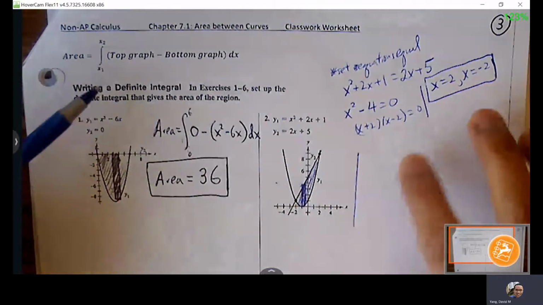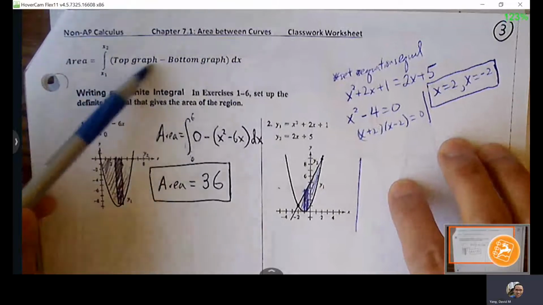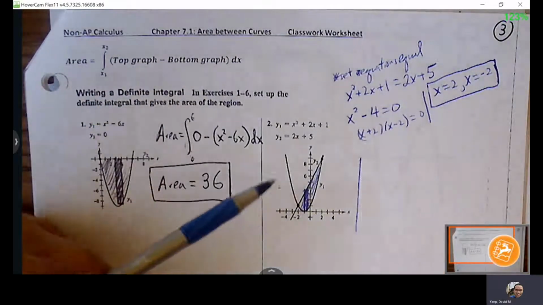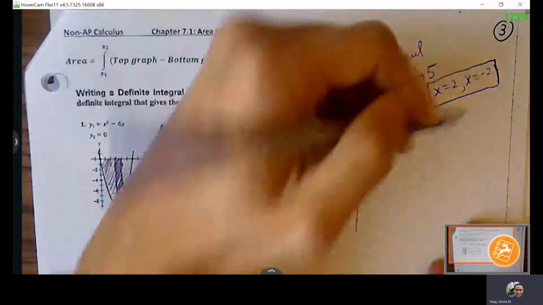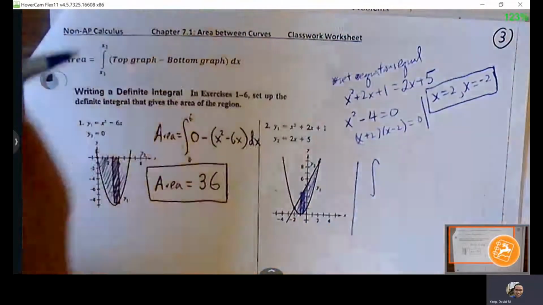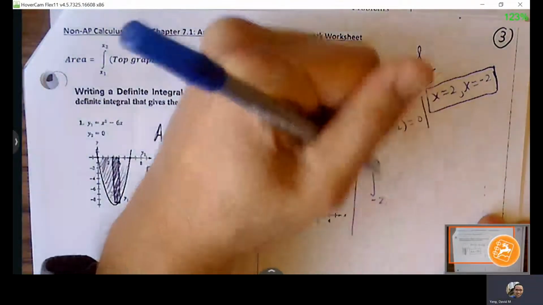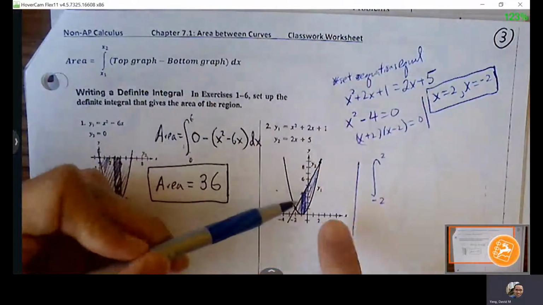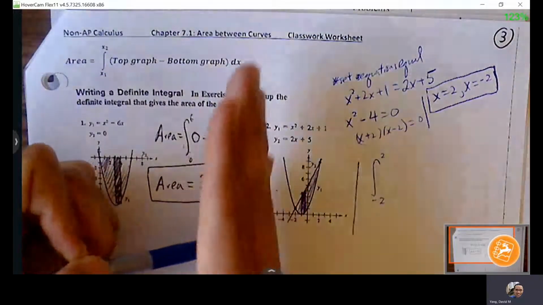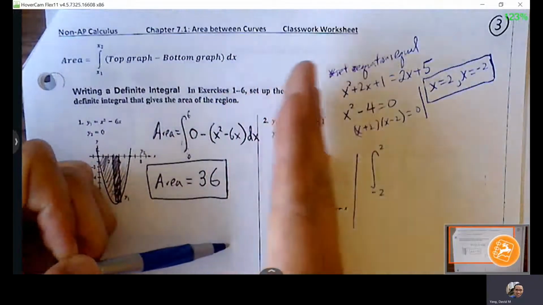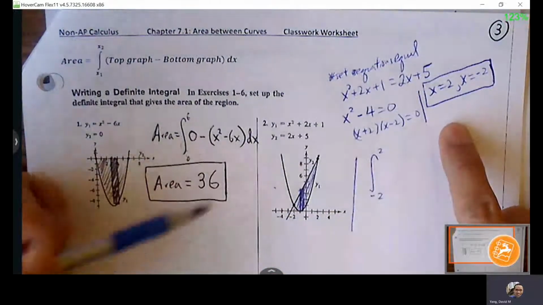You see how everything's in terms of x here? Okay, so if we do top minus bottom, everything that we see in our definite integral should show up in terms of x. -2 to +2. That just tells us we're stacking these vertical rectangles from -2 all the way over to +2. Top graph is the line.